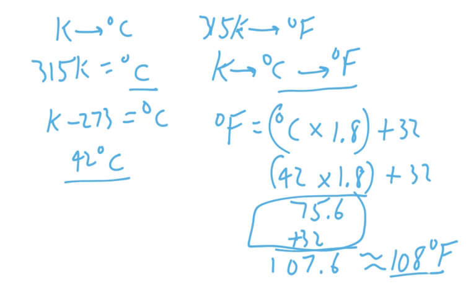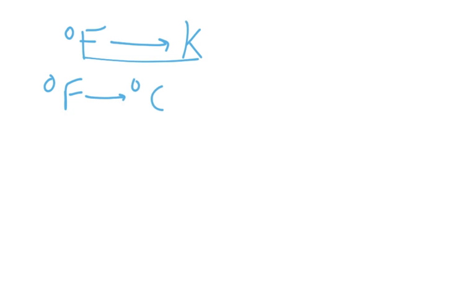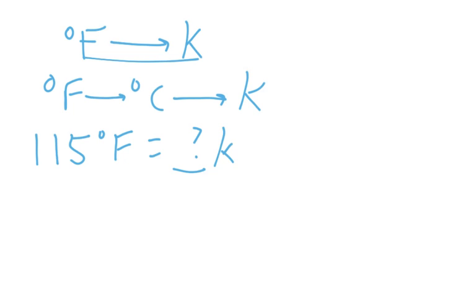Okay? And let's see if we could do one more going backwards. Let's go from Fahrenheit, and let's see if we can go to Kelvin. Now, again, what you have to do is go from Fahrenheit to Celsius, and then from Celsius to Kelvin. So let's say that we had something that was a little bit hot, a higher temperature, maybe 115 degrees Fahrenheit. We want to find out what that would be in Kelvin.